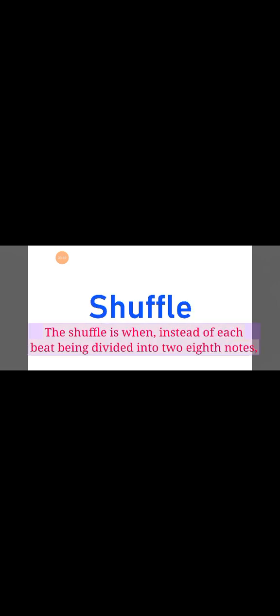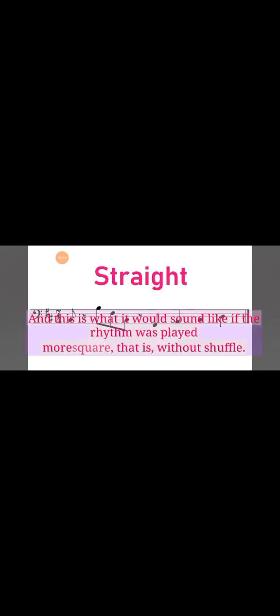A shuffle is when rather than each beat of the bar being divided into 2 eighth notes, instead each beat divides into 3 eighth notes. Here is Money's bass line in its usual shuffled rhythm. And here's what it would sound like if the rhythm was played straight, i.e. not shuffled.